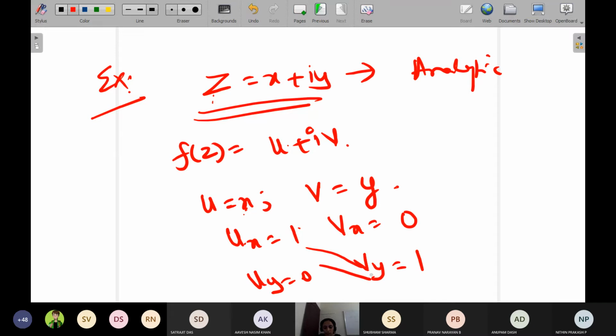Sometimes we will be using polar coordinates. Sometimes we'll be using the normal Cartesian coordinates itself, and we will answer it. Suppose you take W is equals to Z square. Just check whether W is equals to Z square is analytic or not.